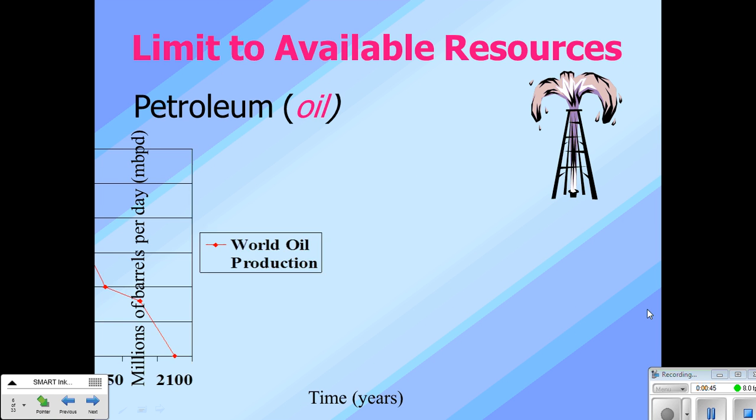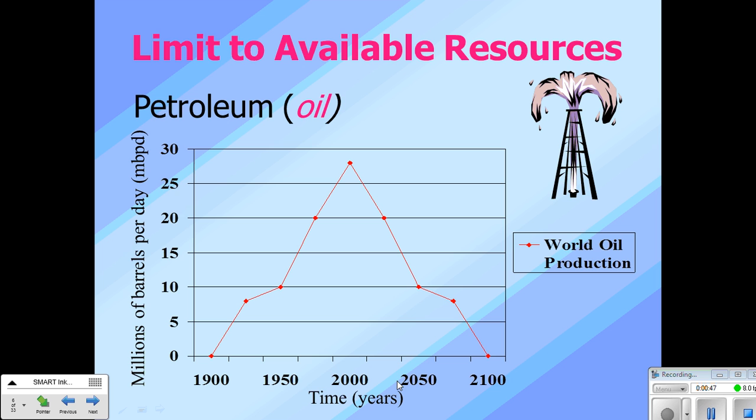And then on your graph, you need to fill in the axes, the time and years on the bottom, and then the millions of barrels per day up the y-axis. And right about where we are, right here, we're pretty much at our peak use of oil or petroleum. We can't really use any more now. We need to start decreasing.